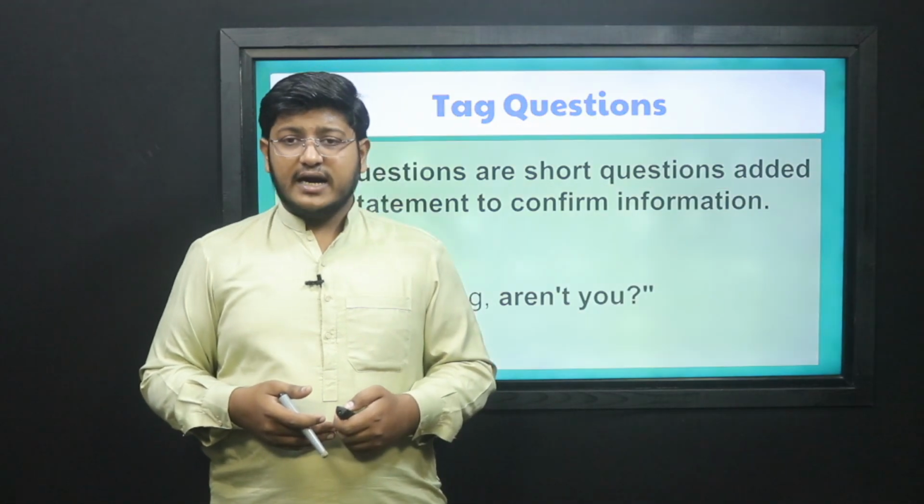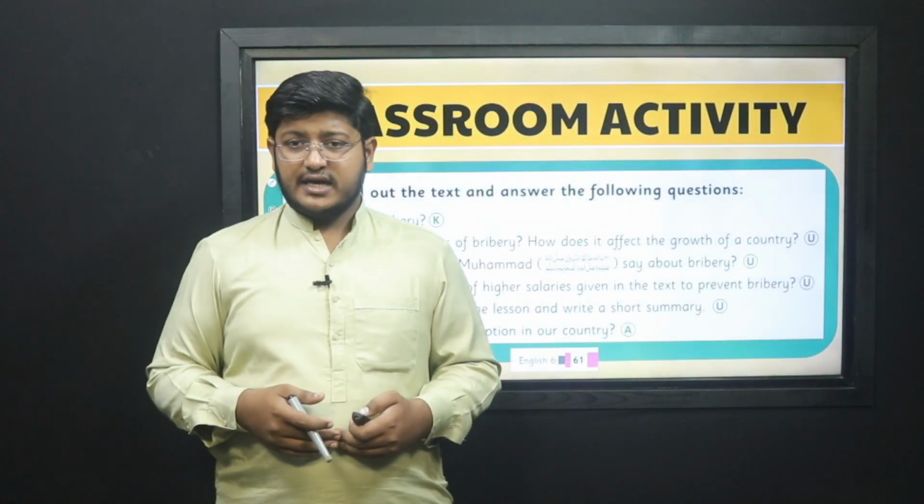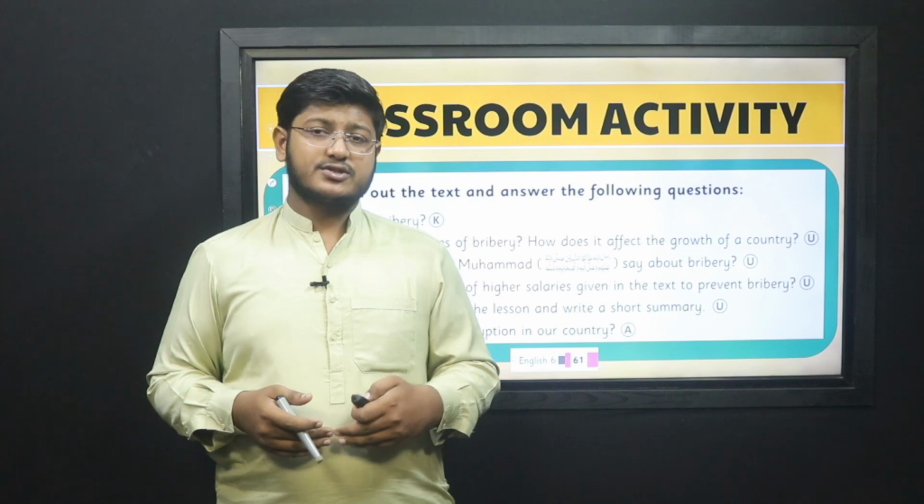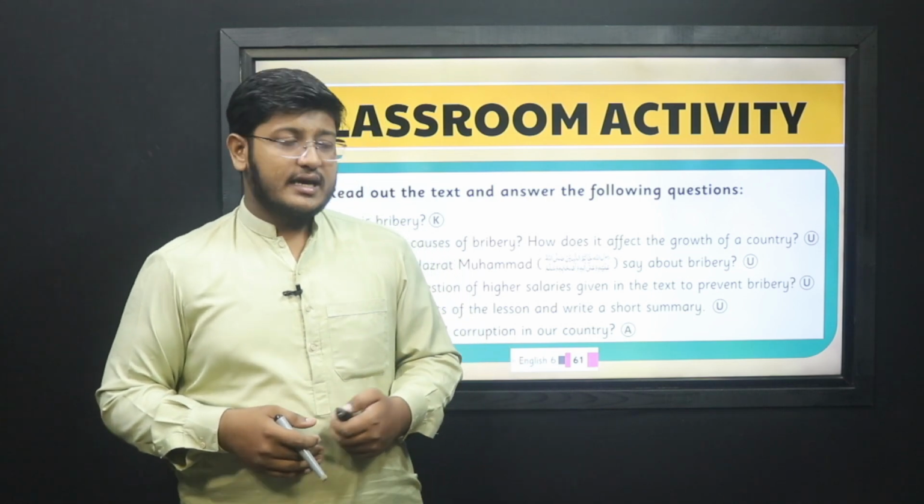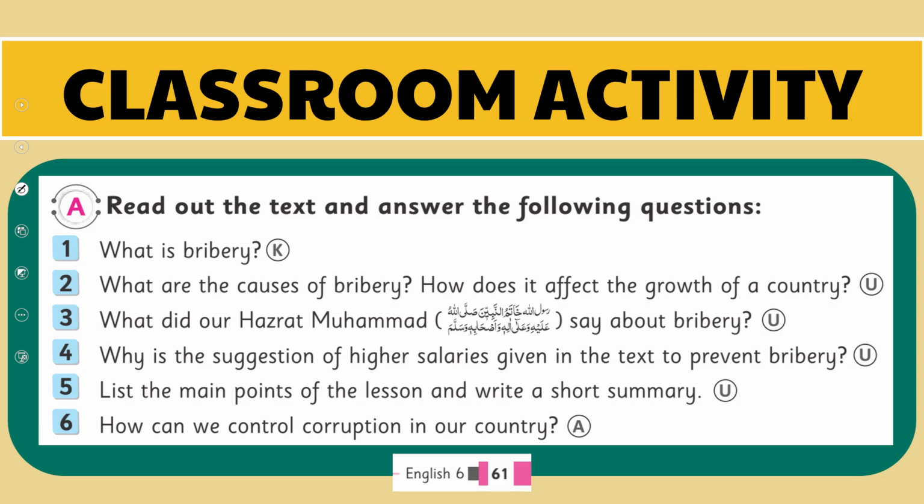So I hope you understand what we have learned today and how to comprehend the question. Let's go to the classroom activity. Here in the classroom activity, you have a number of questions, and you have to apply the strategies of understanding the questions. You have to identify firstly the keywords. So what are the keywords? In this question, what is bribery, bribery is a keyword because it is a naming word and it is a question word. And third, we have to identify the verb. So it is a verb.